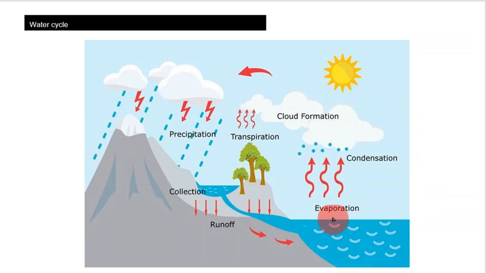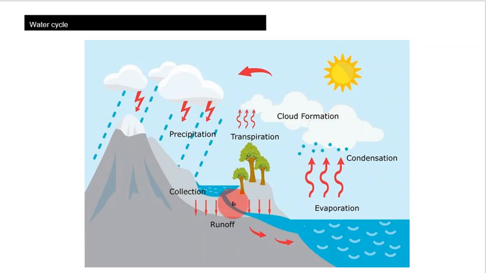So you have evaporation. Then the water that evaporates condenses into clouds. Those clouds then release it through precipitation, and the rain falls to the earth as snow or sleet or hail. It collects into rivers and lakes. Then you have runoff, so that water runs back into the seas, and then it goes back through this evaporation cycle.